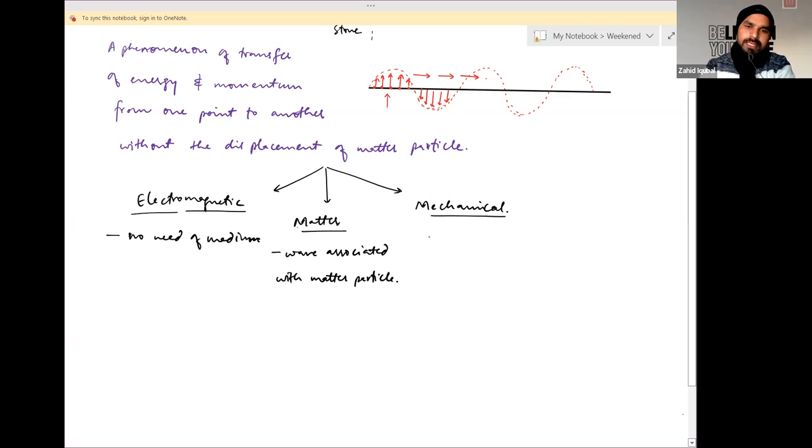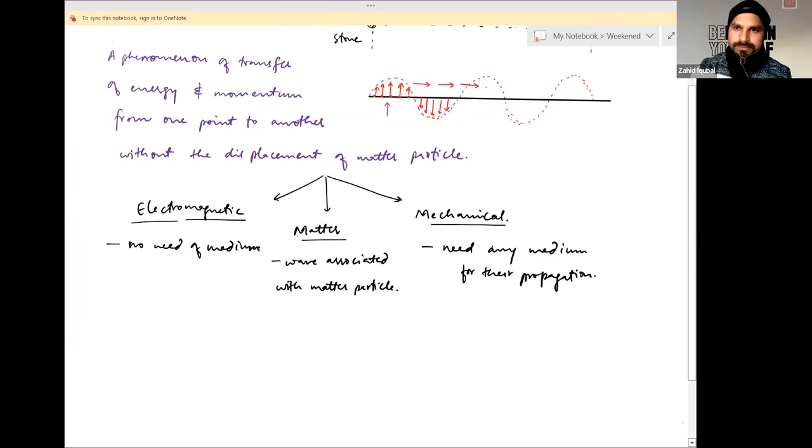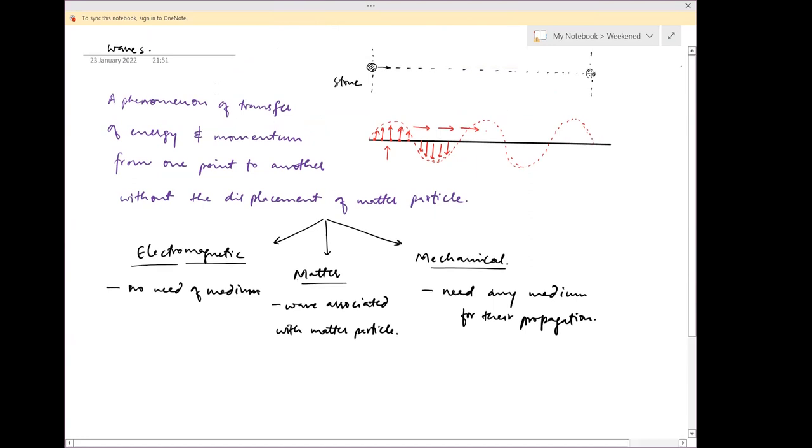And next is mechanical wave, which needs a medium for its propagation, just like sound. Any doubt? No, sir. Okay, just write it down.